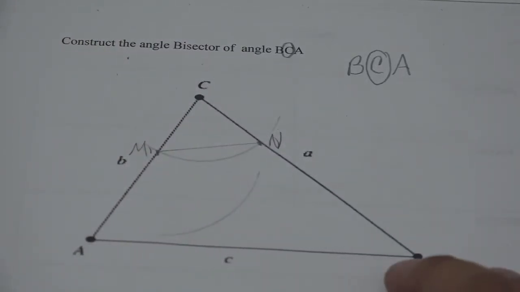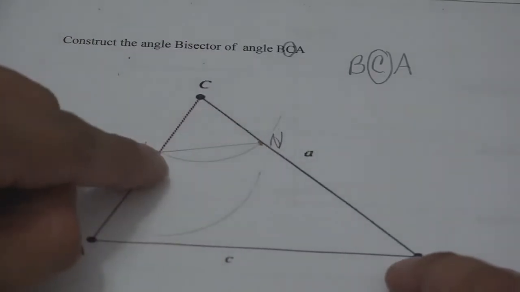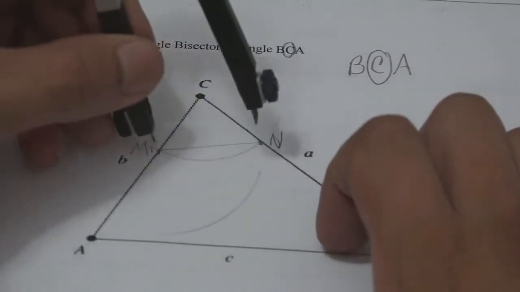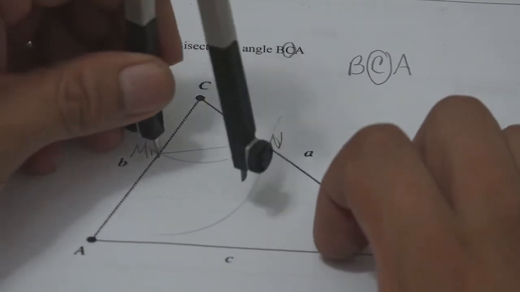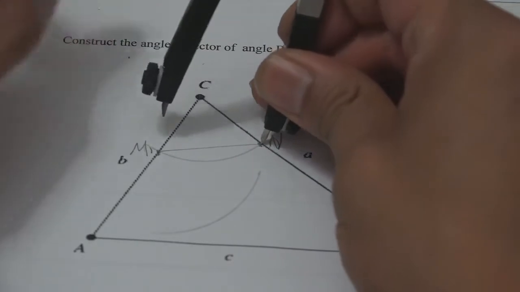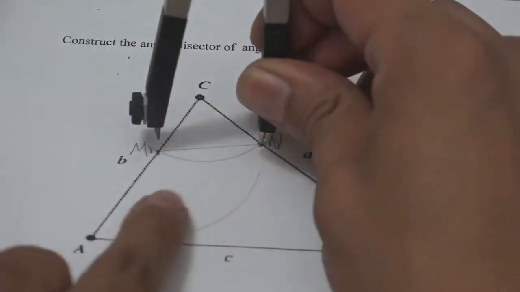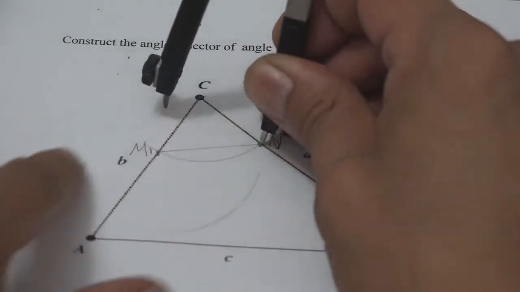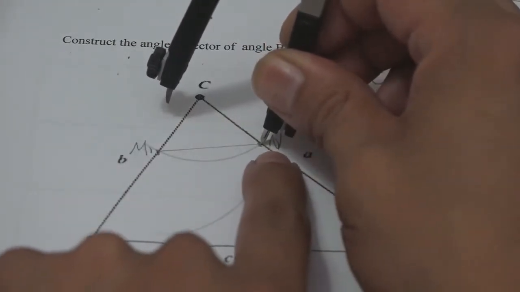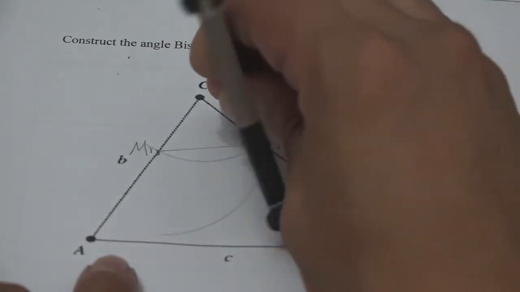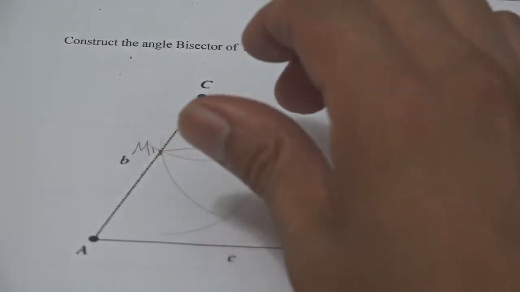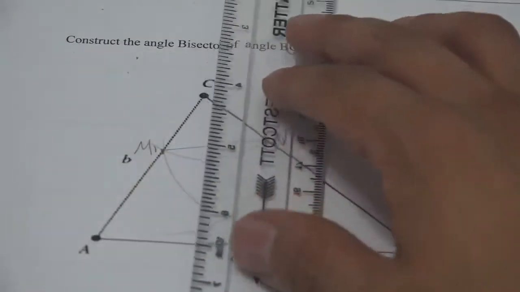So all I have to do now is create a perpendicular to this segment from this point. Well, follow the instructions of the equilateral triangle. Open the compass to radius MN and create circle M. Then open the compass to radius NM and create circle N. Like that, right? But you already know what we're interested in.